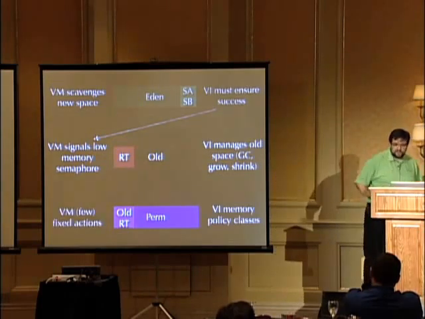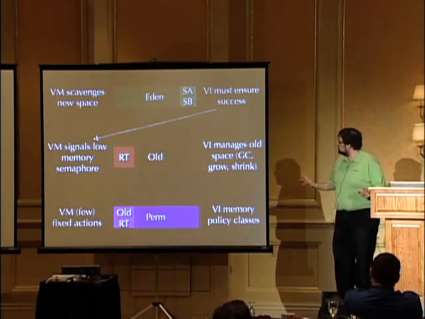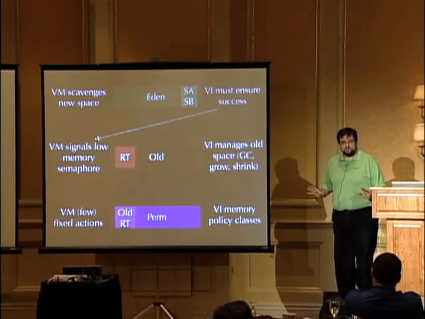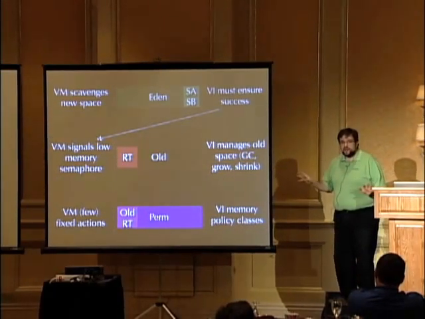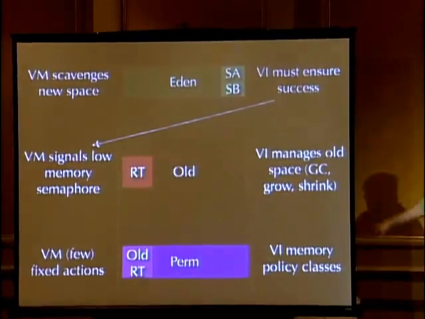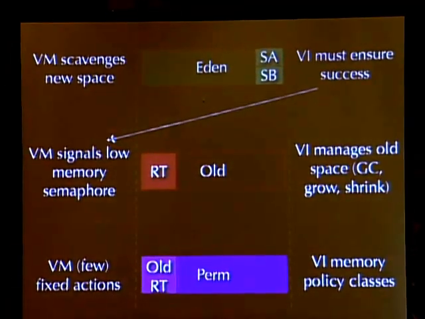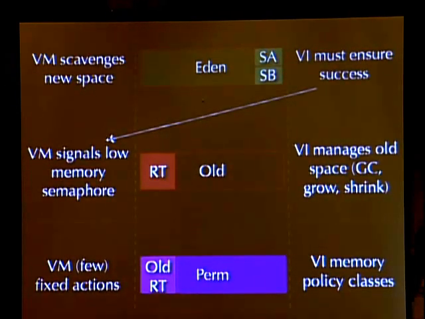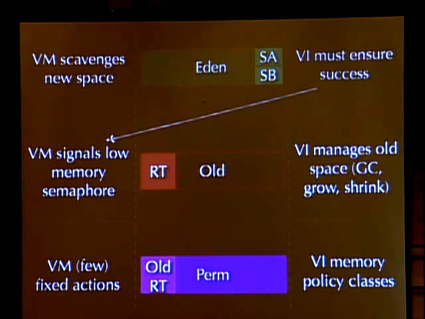And therefore, we have this lovely arrangement of responsibilities. The VM always does the same thing, but very few things. Just scavenge and signal a semaphore. While the image does most of the work, and you can change it. And it's, of course, much easier to change a memory policy class, like we're going to see in a little bit, than having to change the VM by hand and recompile. And of course, even if I thought I was very smart, which I'm not, and decided to guess that applications usually do this, that, and the other, it doesn't matter because I don't know what applications are doing.